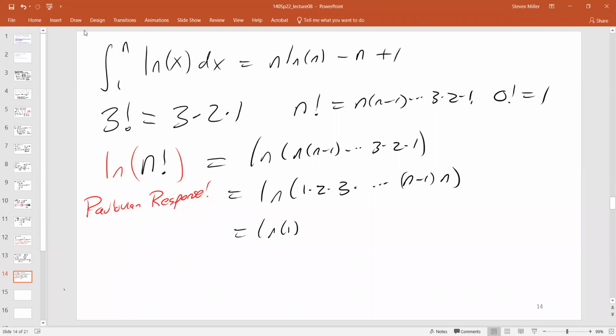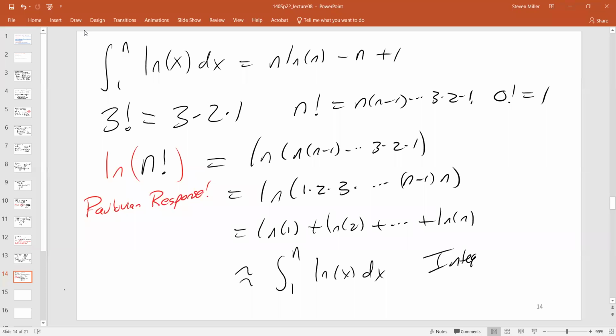Natural log of 1 plus the natural log of 2 plus the natural log of n is approximately the integral from 1 to n of the natural log of x dx. And this leads to what you'll cover in Calc 3, the integral test. And you can use this to get more refined estimates. I am just trying to give a really quick, high-level application without going into all the details.